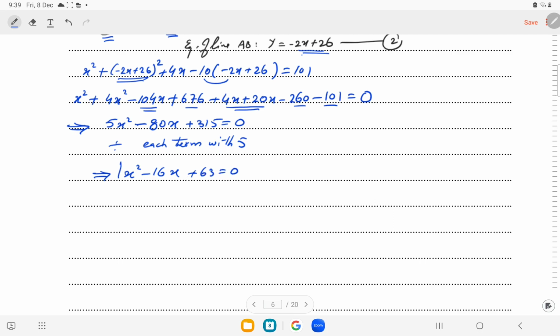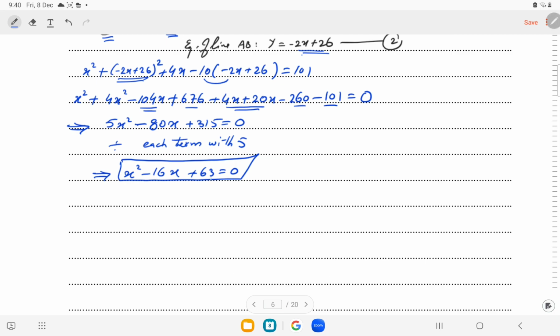Now again we have here a quadratic equation. In the class we have discussed so many approaches to solve a quadratic equation. One was by using the quadratic formula, other was completing the square, and third was the middle term break rule. If you're well aware about it, you can apply any one method to get the right result. Here I am applying the middle term break rule.